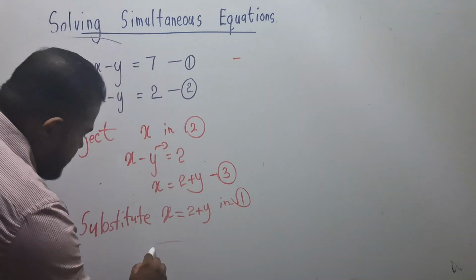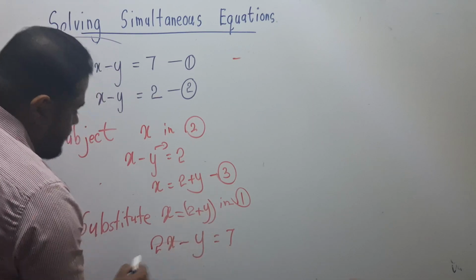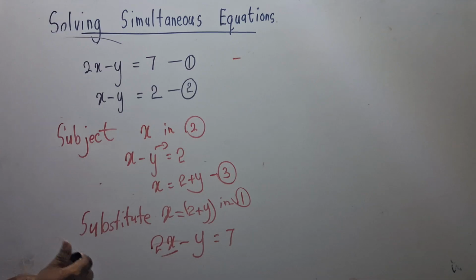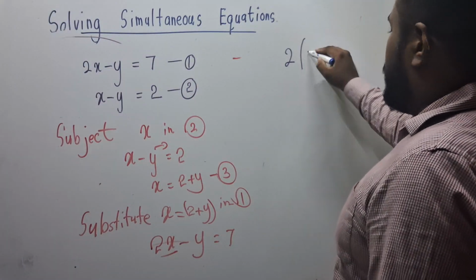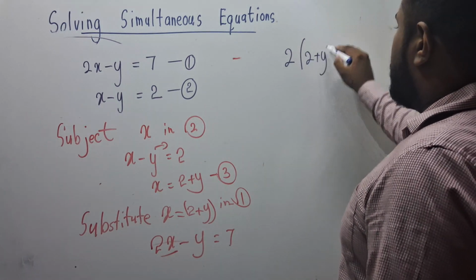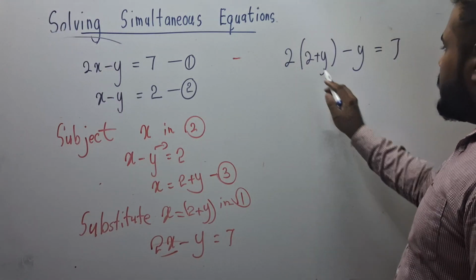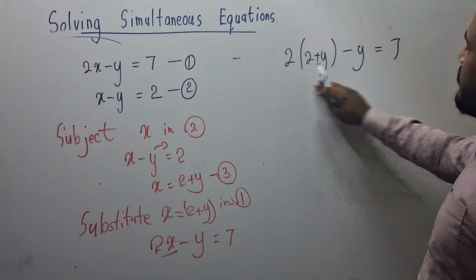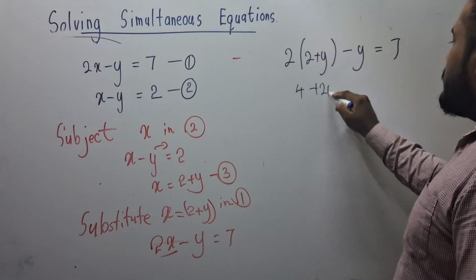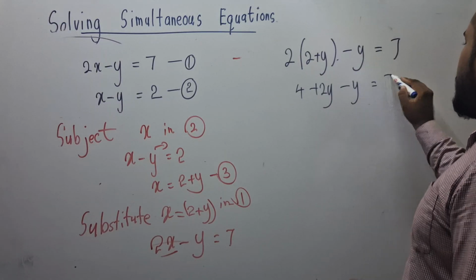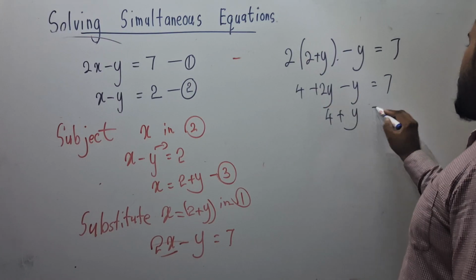So 2x minus y equals 7. For this x, now I am going to substitute that value. For x I substitute 2 plus y: 2 times (2 plus y) minus y equals 7. Now you can see the x values are removed and this is a simple equation. 2 times 2 is 4, 2 times y is 2y, minus y equals 7. 2y minus y becomes y. 4 plus y equals 7.